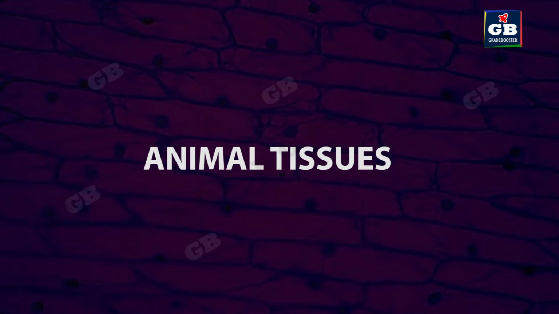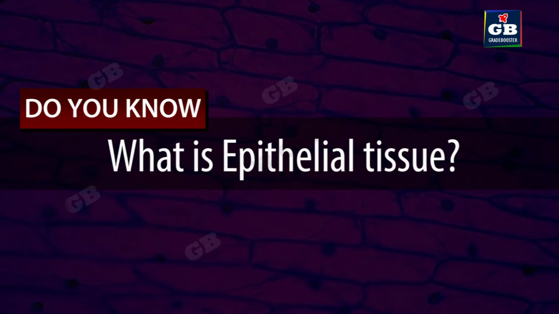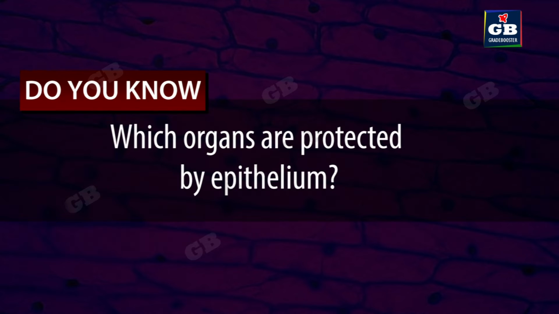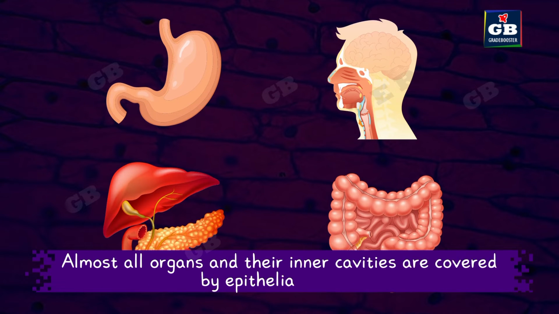Animal tissues. Epithelial tissues. What is epithelial tissue? The covering or protective tissue in animals is called epithelial tissue. Do you know which organs are protected by epithelium? Almost all organs and their inner cavities are covered by epithelial tissue.